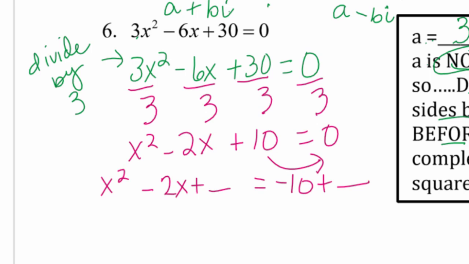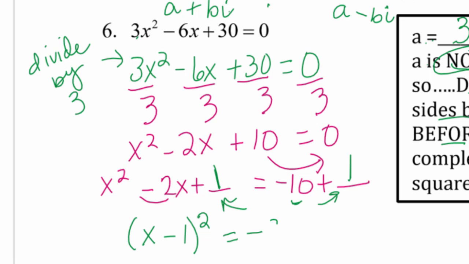And then b is negative 2. Half of negative 2 is negative 1. Negative 1 squared is 1. So this is a 1. And whatever we add here, we add here. Factor x minus 1 squared. Over here, add these together. We get negative 10 plus 1 is a negative 9.